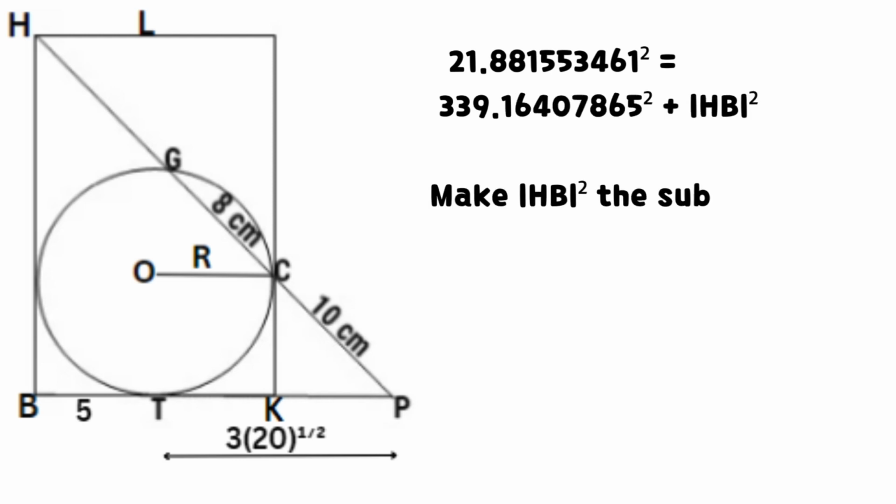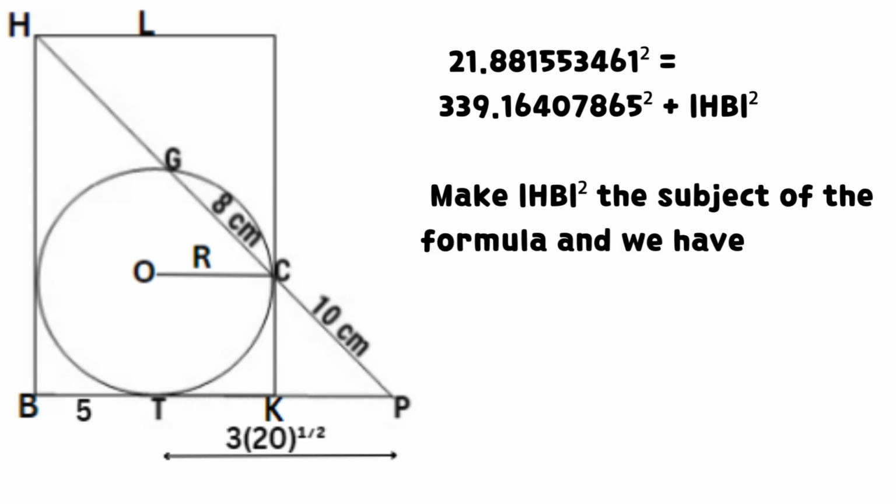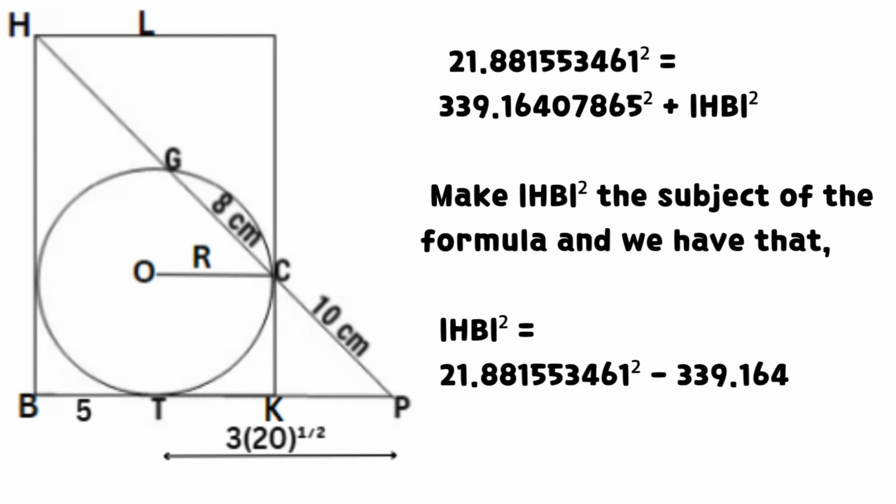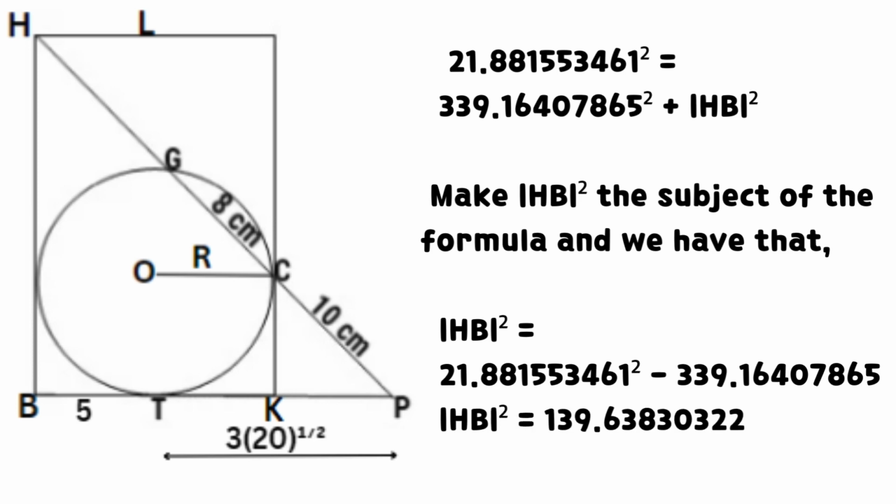The square of 21.8815534661 equals the sum of the square of 339.16407865 and the square of line HB. Make the square of line HB the subject of the formula, or solve for the square of line HB, which equals 139.63830322.